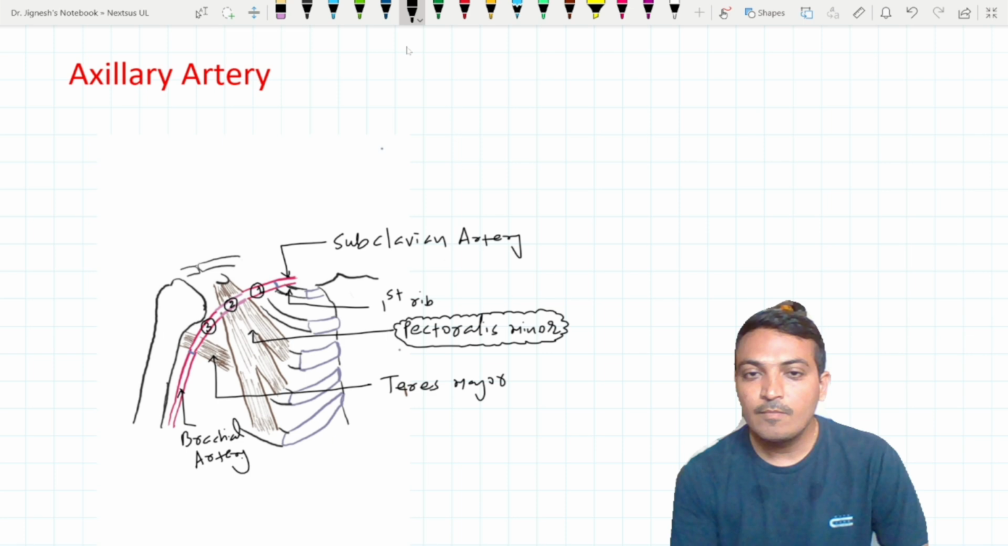This axillary artery lies within the axillary sheath, which is actually the continuation of the prevertebral fascia of the head and neck.